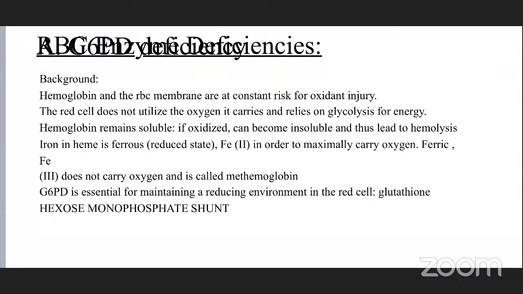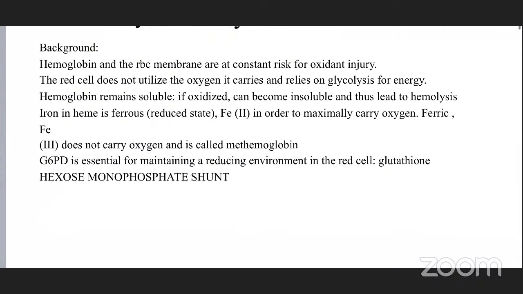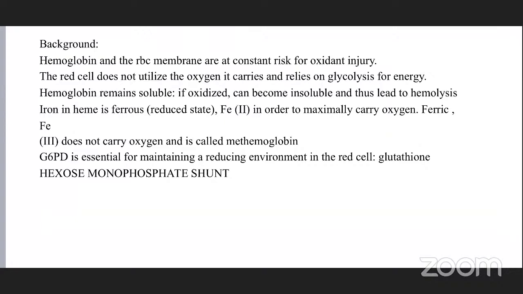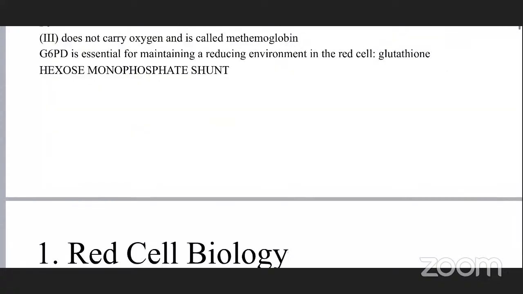Ferric iron, which is 3+, does not carry oxygen and is called methemoglobin. G6PD is essential for maintaining a reducing environment in the red cell. Glutathione and the hexose monophosphate shunt: this is a cycle in which glucose leads to glycolysis, and through glutathione leads to production of energy for the cell.